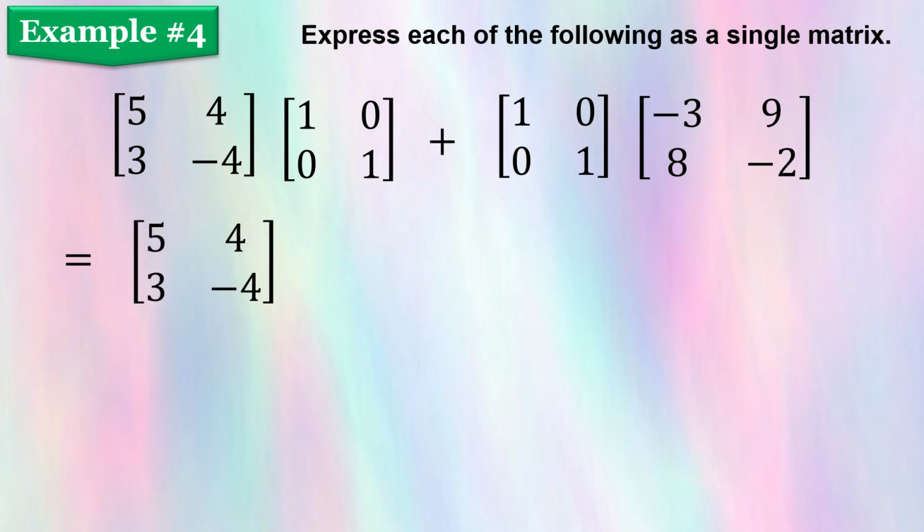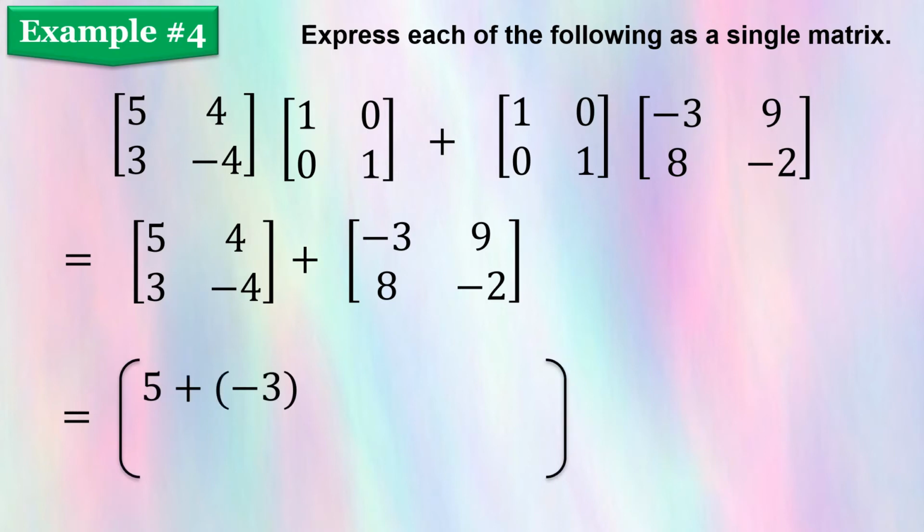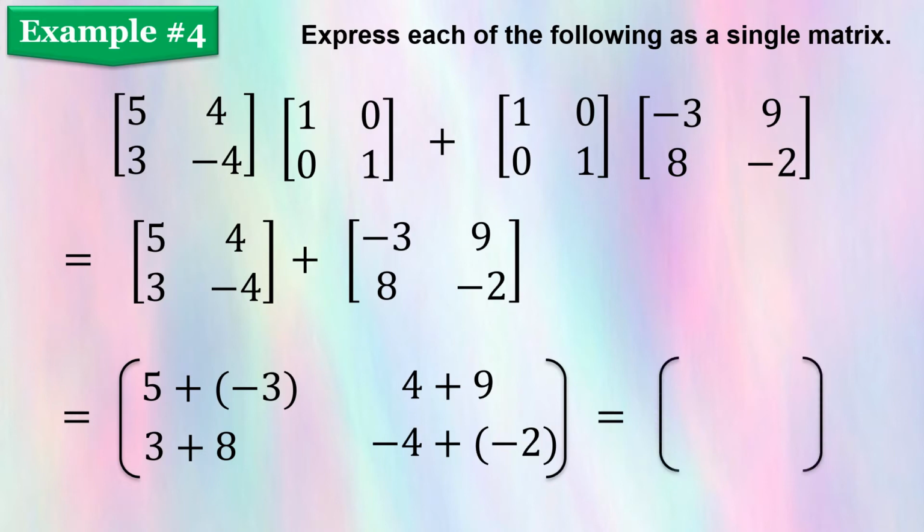So the result is we are just going to add 5, 4, 3, -4 plus -3, 9, 8, -2. Now we are going to add the corresponding elements. So 5 plus -3, 4 plus 9, 3 plus 8, and then -4 plus -2. Simplifying further, we have 5 plus -3 is 2, 4 plus 9 is 13, 3 plus 8 is 11, and -4 plus -2 is -6. So we have 2, 13, 11, -6.